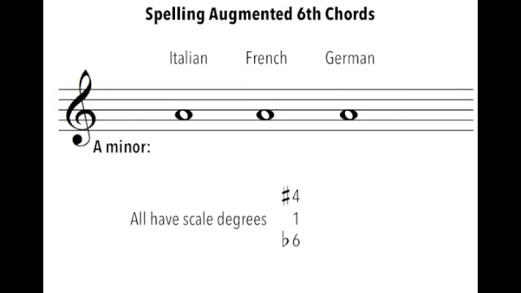First, let's give them all scale degree 1, then scale degree 6. F is already flat 6, no need to add an accidental. Sharp 4 requires an accidental, that's D sharp. And then for Italian, scale degree 1, scale degree 2 for French, and scale degree 3 for German. And again, since scale degree 3 is already lowered in a minor key, there's no need for an accidental.